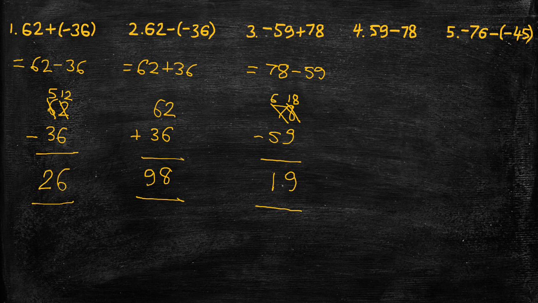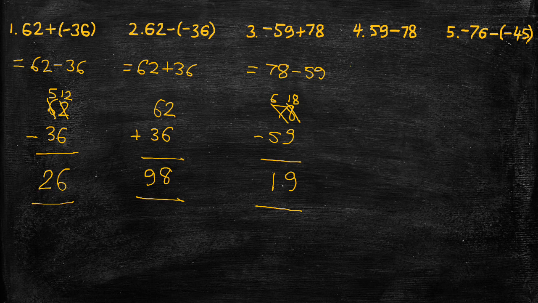And then the next one, 59 minus 78. So we might jump into that without really thinking and start trying to apply the subtraction algorithm, but the subtraction algorithm only really works if the number that we're subtracting from is larger than the number that we're subtracting, and that's not the case here. So how can we do this?